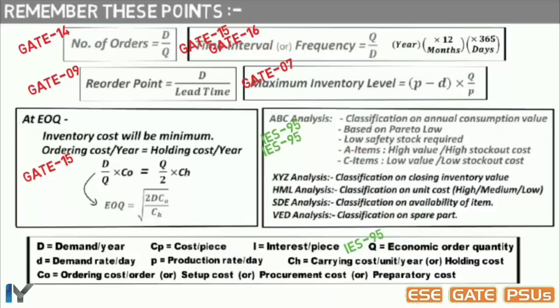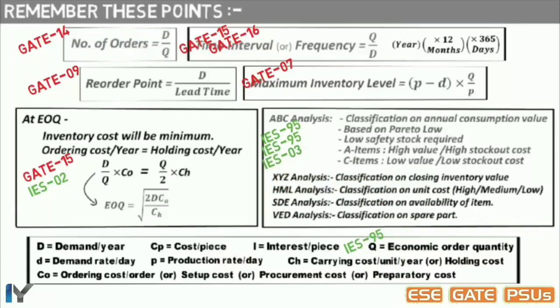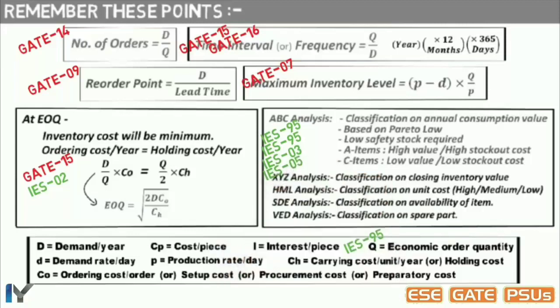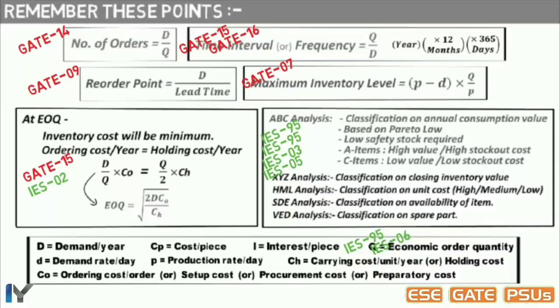In IS 2002, economic order quantity is the quantity at which cost of carrying is equal to cost of ordering. In 2003, again same question was there on ABC analysis. ABC analysis is a method of classifying the inventory based on the value of annual usage of the items. In IS 2005, in ABC analysis, A items require high value but low safety stock. In IS 2006, a theory question was there on EOQ.